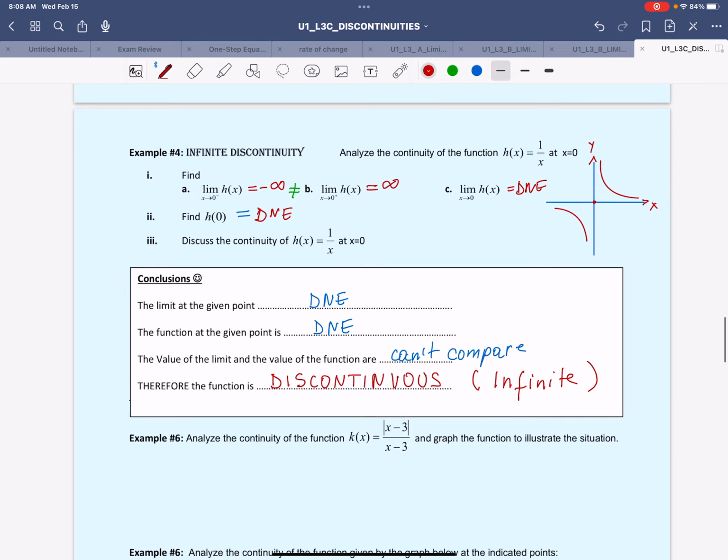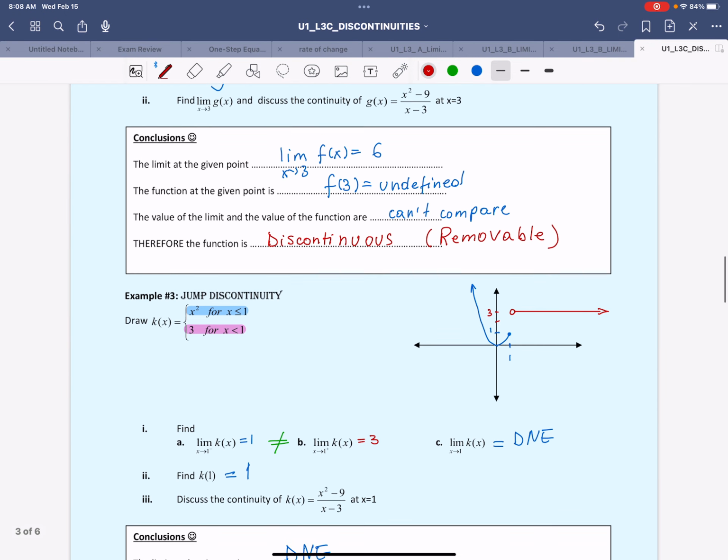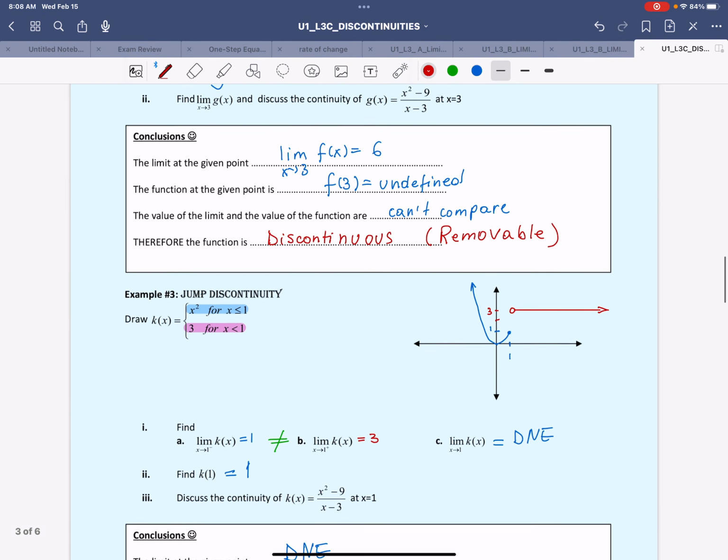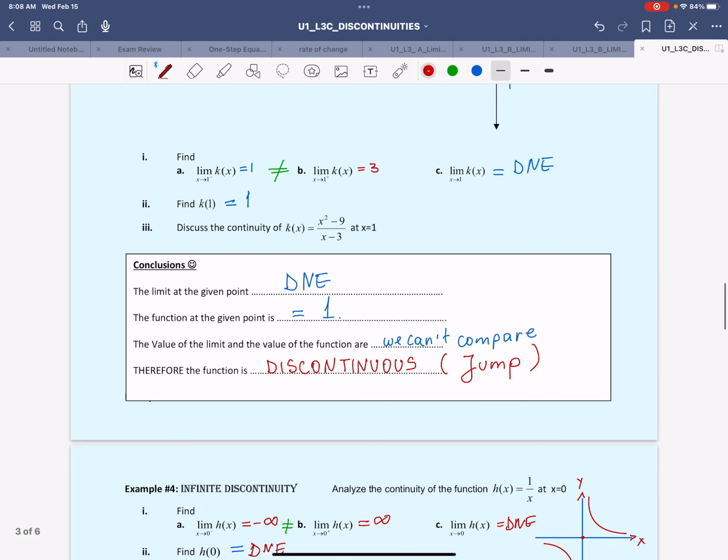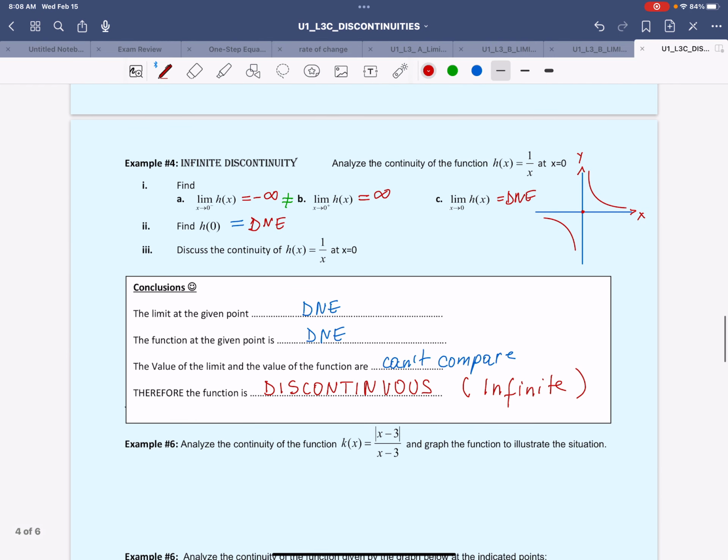Okay, so these were the three examples, the algebraic explanations of continuity. I hope this made sense, and I hope that helped you better understand how continuity works and how to analyze it algebraically.